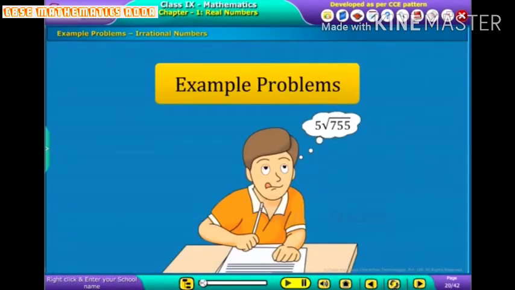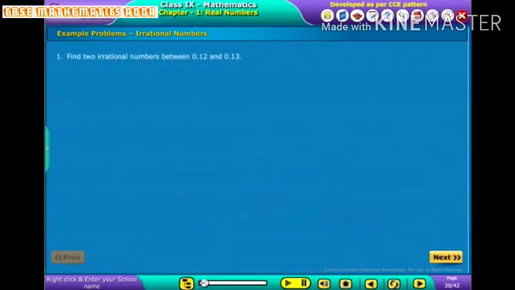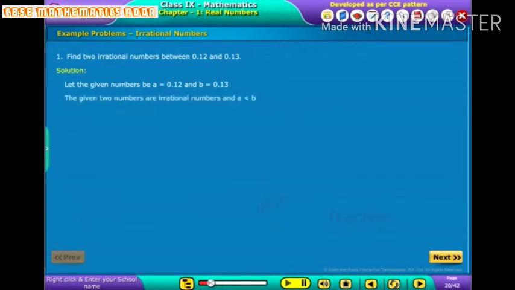Now, let us solve some example problems on irrational numbers. Find two irrational numbers between 0.12 and 0.13. Solution: let the given numbers be a equal to 0.12 and b equal to 0.13. We observe that a is less than b, since by comparing both the numbers after the decimal point, the first digit is the same in both cases, and the second digit 2 is lesser than 3.